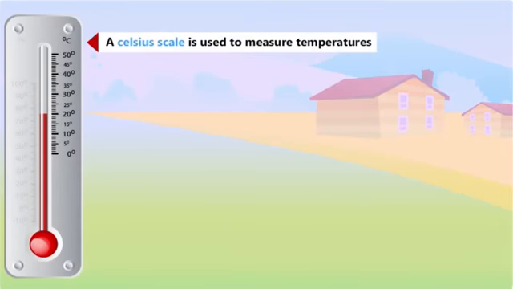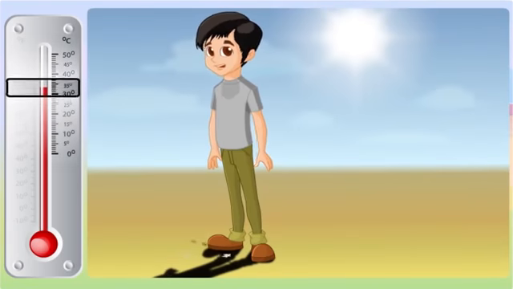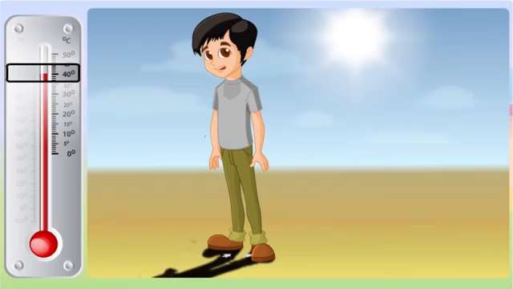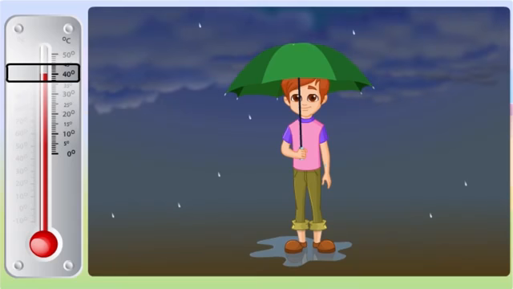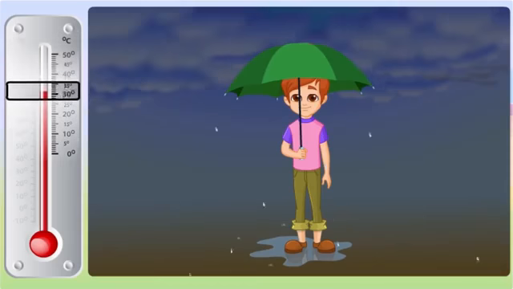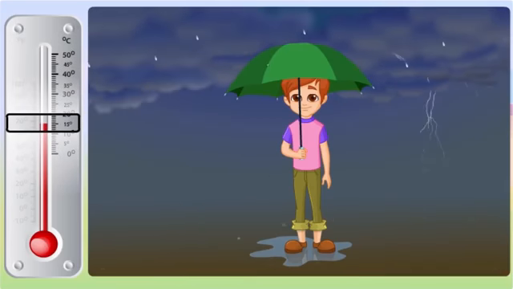A Celsius scale is used to measure temperature. It's a hot, sunny day. The temperature has shot up to 40 degrees Celsius. Wow! It's raining. The weather has become so cool. The temperature has come down to 15 degrees Celsius.